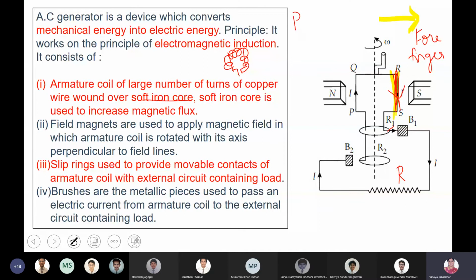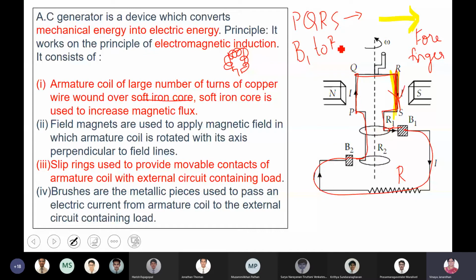So how does the induced current flow in your coil PQRS? It flows in the direction PQRS. So your induced current starts flowing from point P, it goes to Q, R, S. From point S, it goes to the ring R1. From ring R1, it flows to the brush B1. From B1, it goes to the brush B2. From B2, the current flows to the ring R2. From R2, it goes to the point P. So now this is a complete circuit. Internally, this is the direction in which induced current flows. Externally, it flows from B1 to B2.